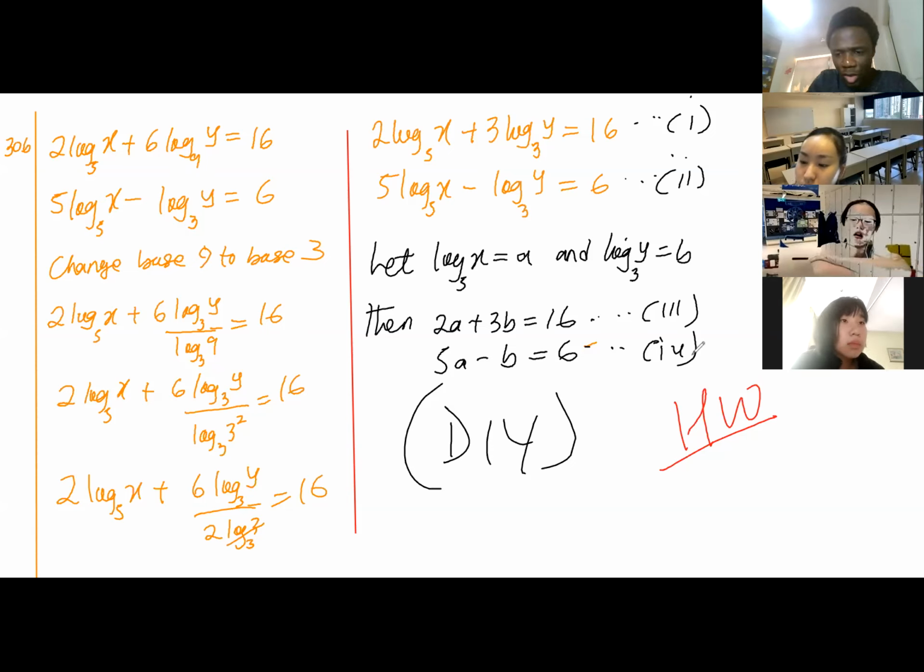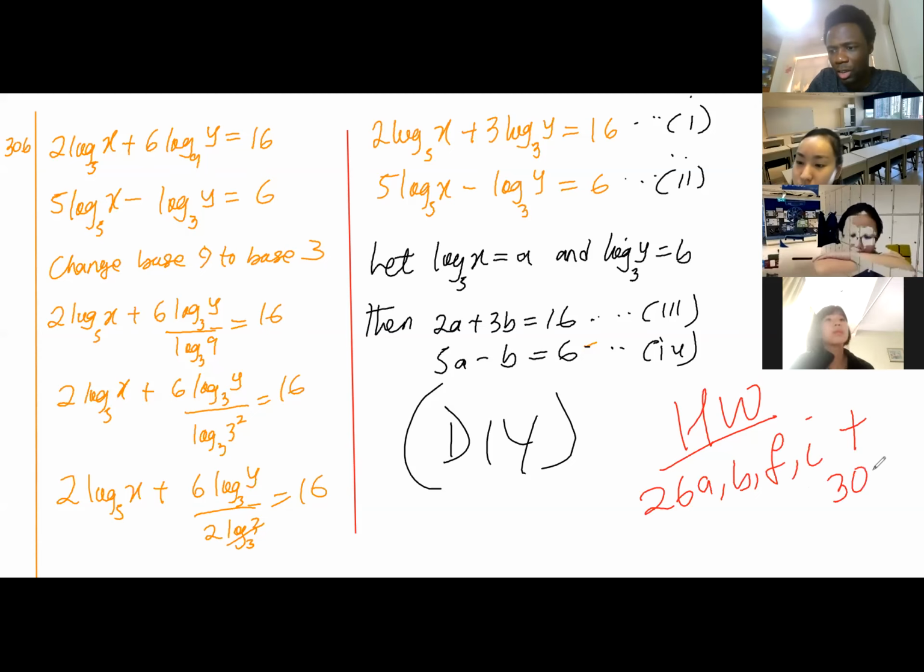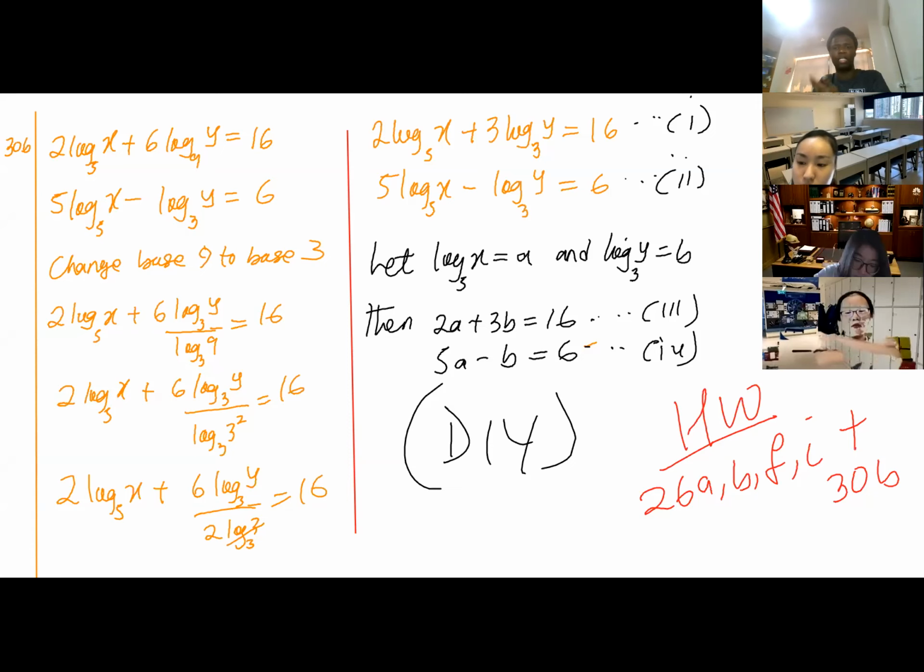Okay, so we have 26A, B, F, and I plus 30B, right? Or is it 30A? B. 30B. All right. 30B, we've started already. You just complete it as homework.